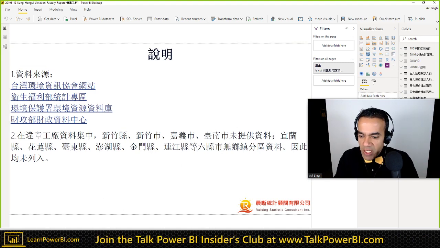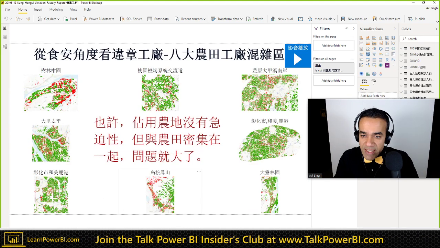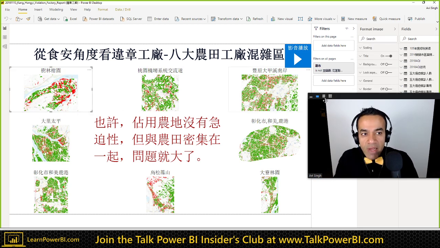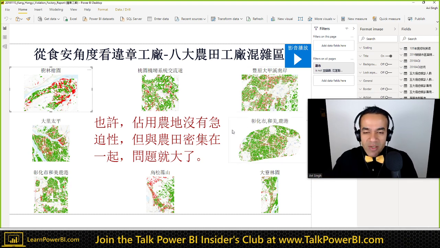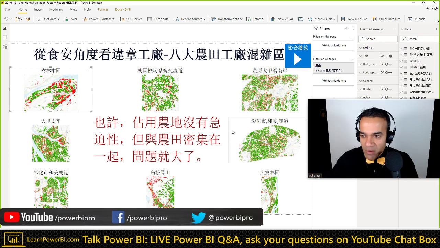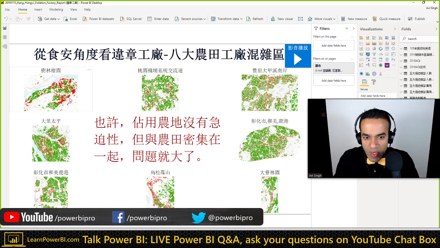So this is text, some explanation. I did see this, by the way, and I'm like, oh my gosh, what custom visual is this? And I realized that this is an image. So yeah, that's okay. They probably used a different statistics tool to create this. These are just images, and it's showing, I think, the factory locations or something like that.